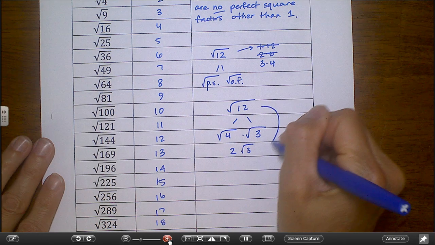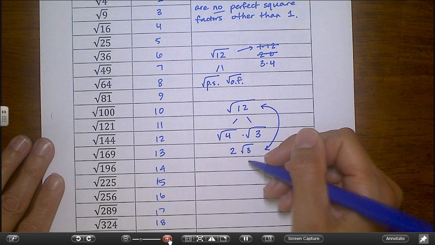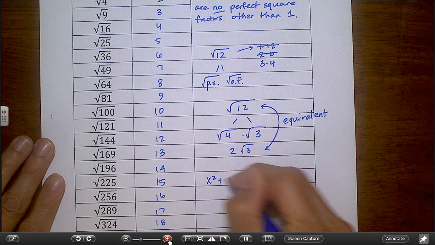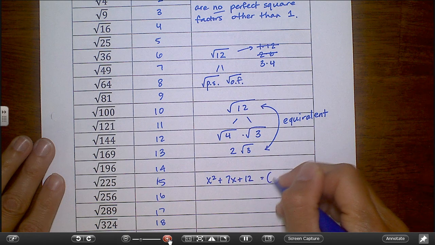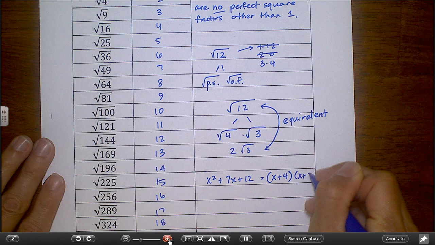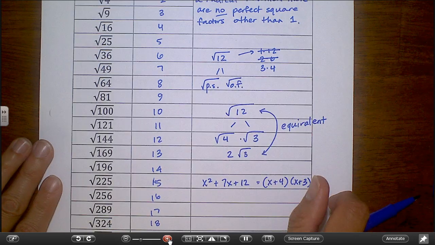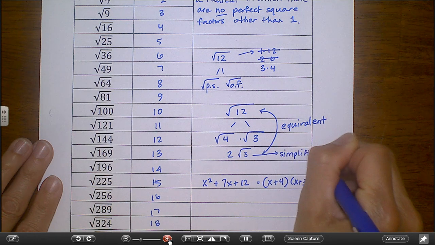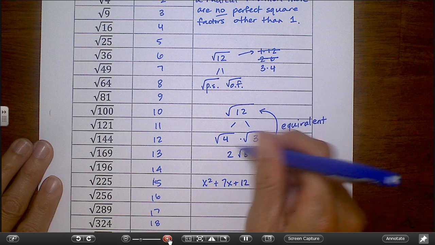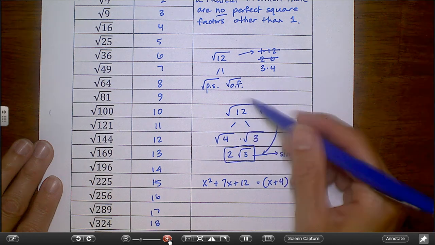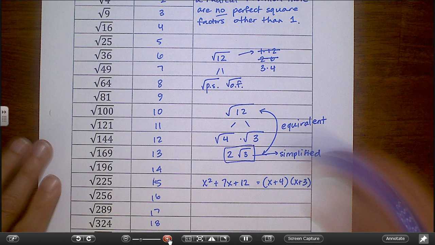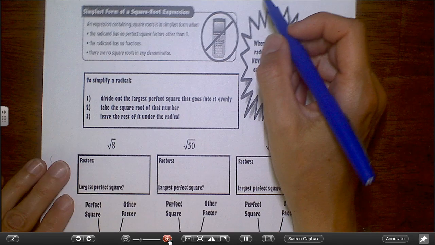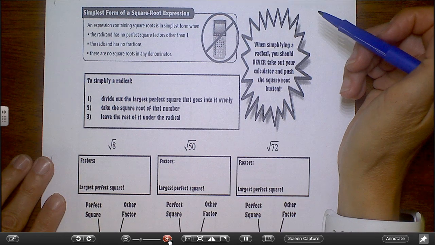So the square root of 12 and 2 times the square root of 3 are equivalent, just like if you had x squared plus 7x plus 12 and you had x plus 4 times x plus 3, those are equivalent expressions. It's just another way of writing the same thing. So this 2 times the square root of 3 is a simplified form. Our goal today is to get all of our numbers, when we can, down to a simplified form.